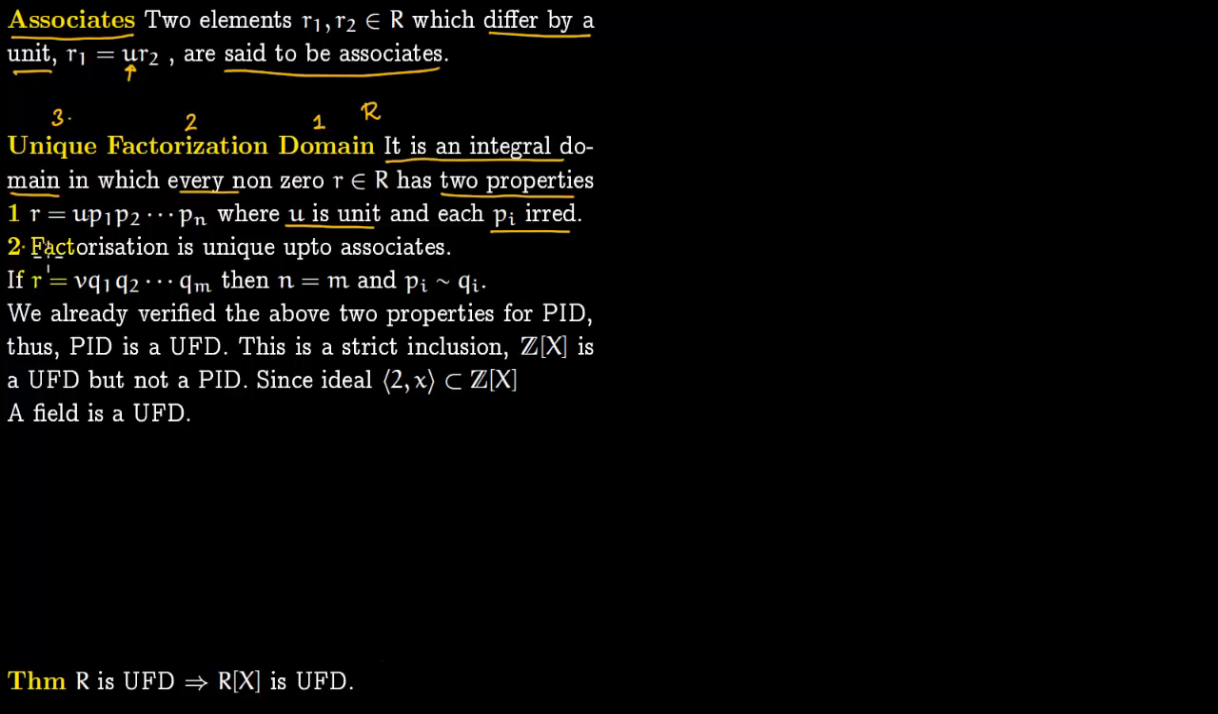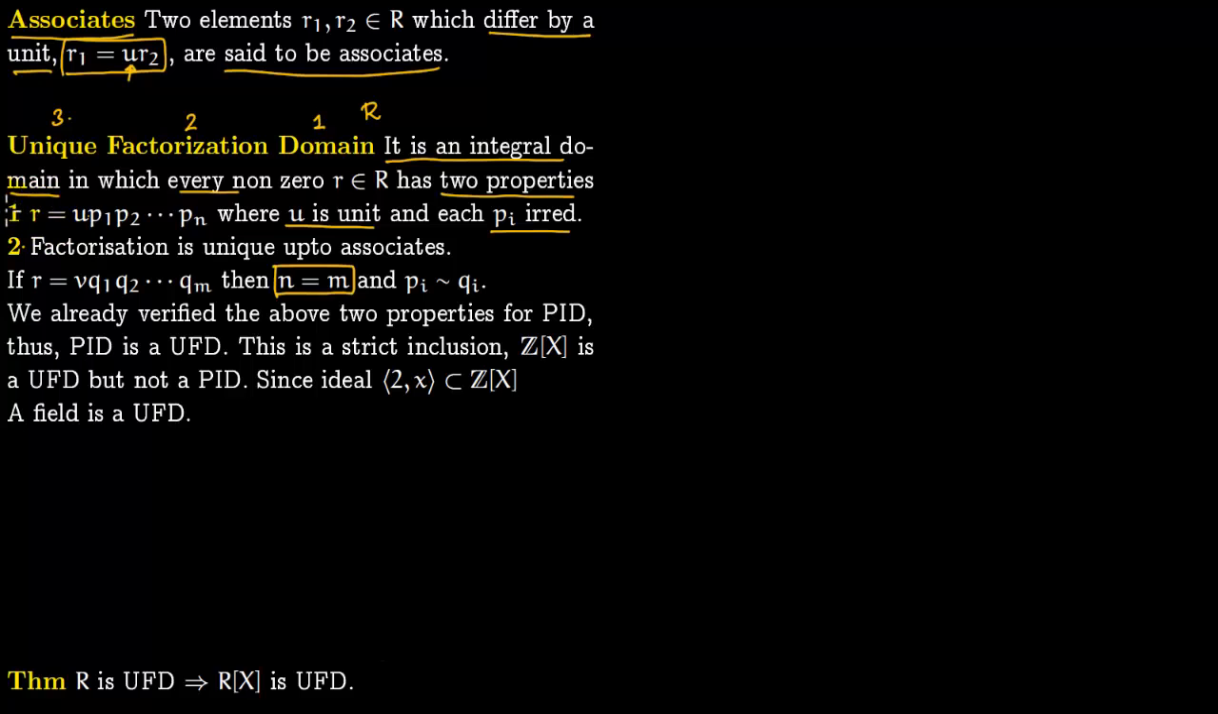Number two, this factorization is unique up to associates. So what does this mean? Say you have this r, you can factor it like this. Say you have another factorization of r, where v is a unit, and now you have q1, q2 all the way to qm. So first thing is that the number of these factors are equal, n is equal to m, and then each of this pi is an associate of qi. That is, pi differs from qi by a unit, just like here. So there is some unit which you multiply to one of the elements, you get the other one.